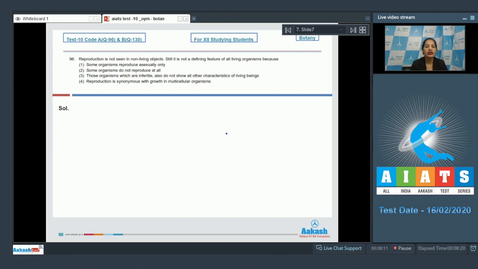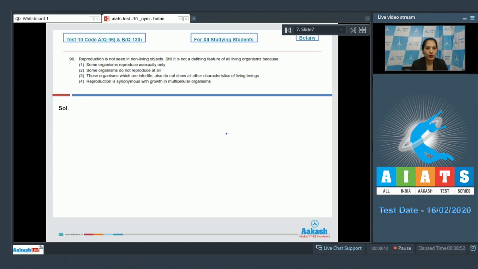Reproduction is not shown by any non-living object, but still it is not under the category of defining feature. Why? Because it is not present in all living organisms. Some organisms are exceptions to it, such as infertile couples, mules, worker honeybees. They do not reproduce at all, which makes reproduction the characteristic feature, not the defining feature.